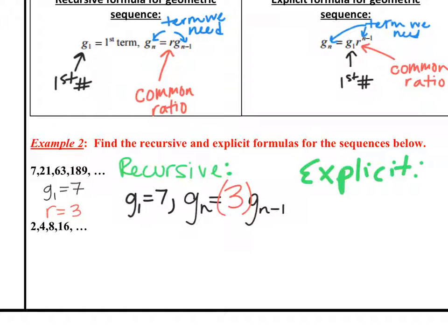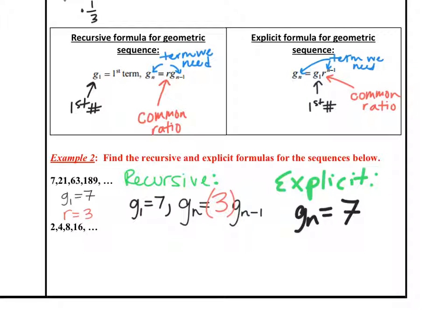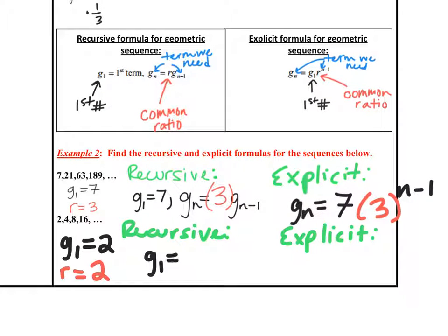Again, do you know what N is? No. Leave it. G subscript N is equal to G1. Do you know what G1 is? 7. Yeah, you do. So write it down. 7 times the ratio raised to the N minus 1. This should look really familiar.